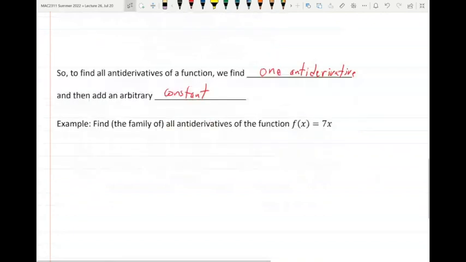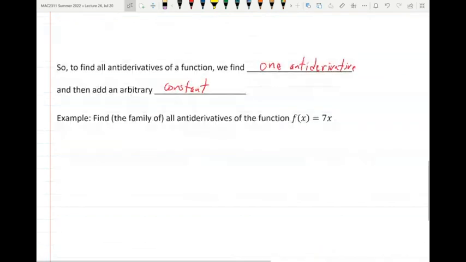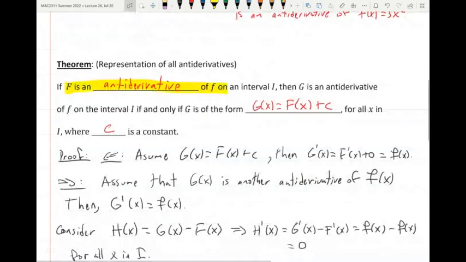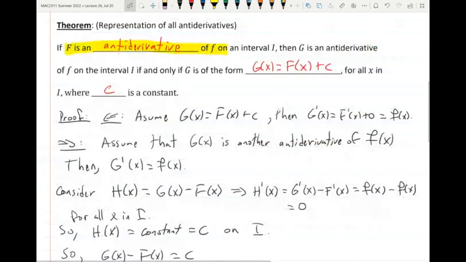So sometimes we refer to it as the family of all antiderivatives, because it's a family. Why a family? For example, in the case of x cubed, this is just the x cubed function with vertical translations up or down, depending on whether the constant is positive or negative. We call this a family of functions because they all look the same; they are just translated vertically, up or down.